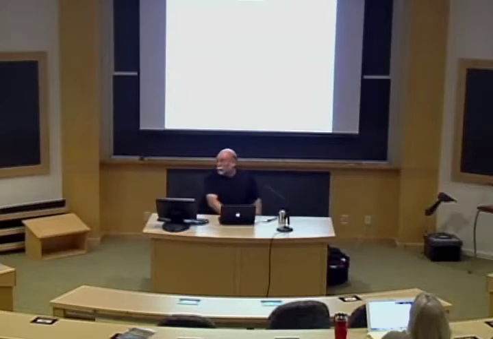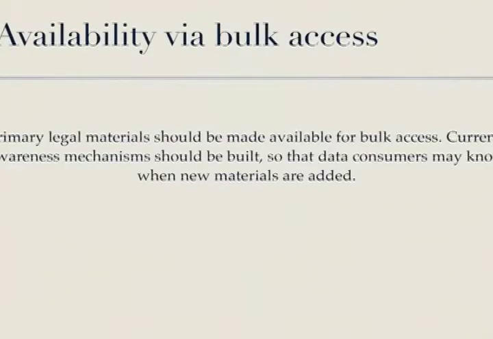I'll bet you can get consensus around what it would cost, though. So, taking these in, I mean, we've been jumping around, and that's inevitable, and we'll continue, but let's take a look at number 1 here, availability via bulk access. As written, primary legal materials should be made available for bulk access. Current awareness mechanisms should be built so that data consumers may know when new materials are added.